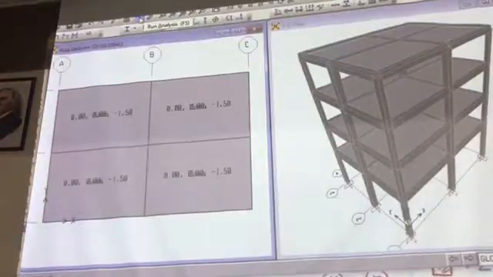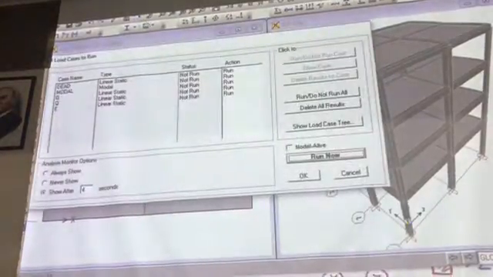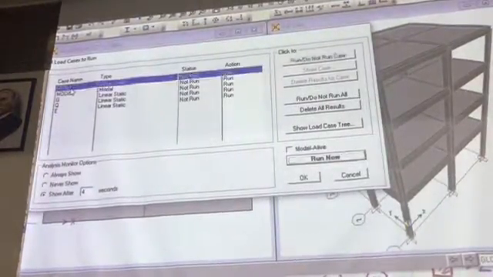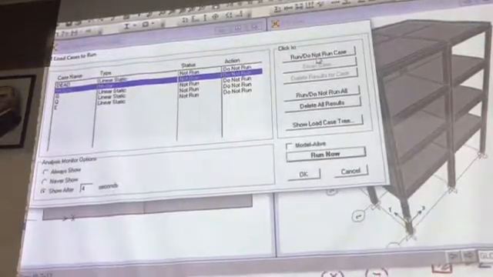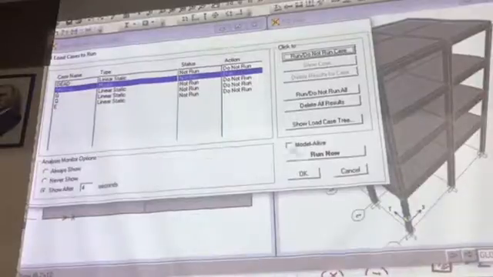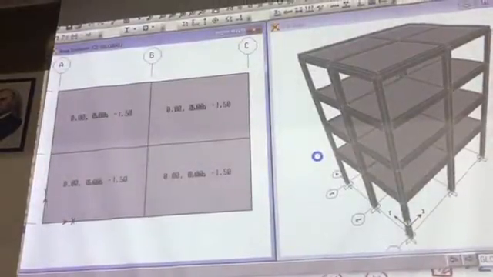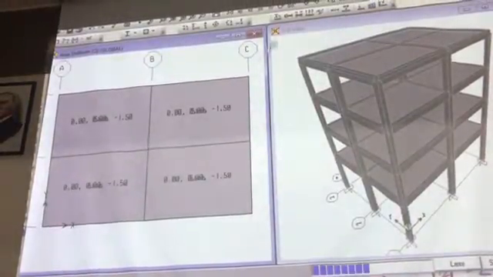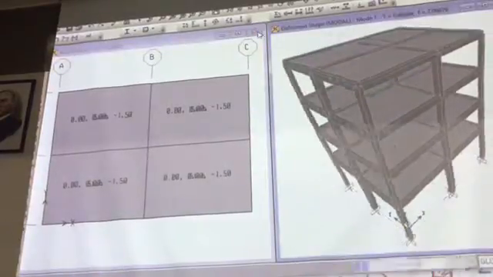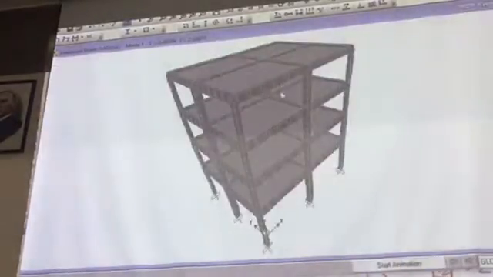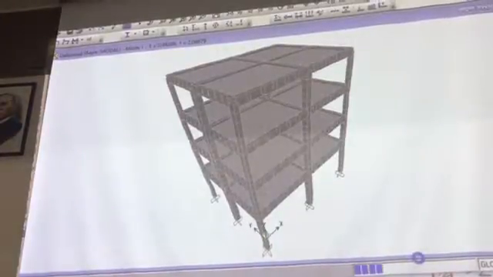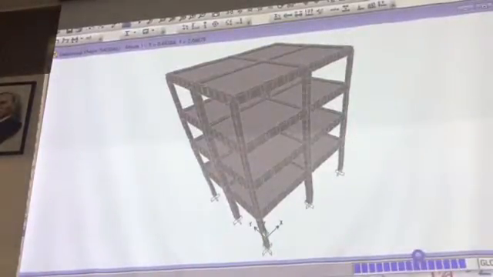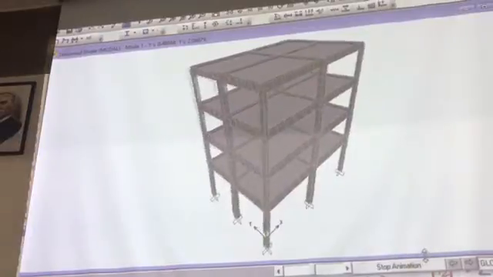Now let's make the modal analysis. Okay. Let's run only modal analysis. Okay, this is modal analysis.